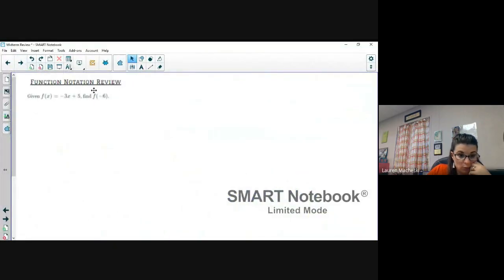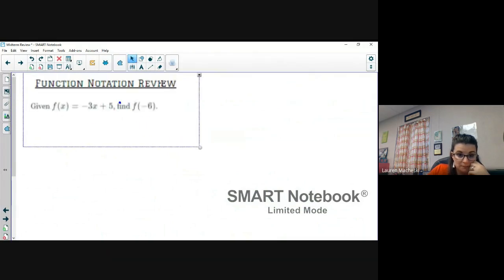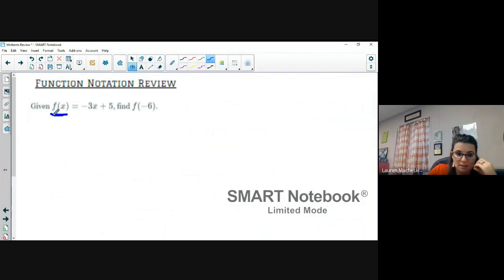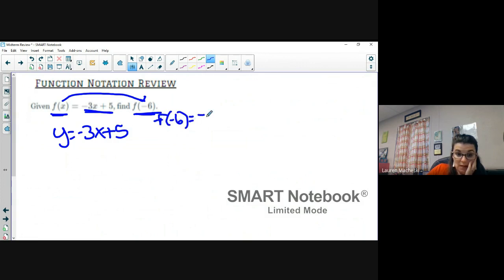Function notation, a few more to work on. Function notation, review. So remember, function notation, really, that's just a fancy f of x. That's really just a fancy way of saying y equals. Okay, so if you want to find f of -6, wherever you see x, they're plugging in -6. So f of -6 equals -3 times x, which they told me to replace with -6, plus 5.